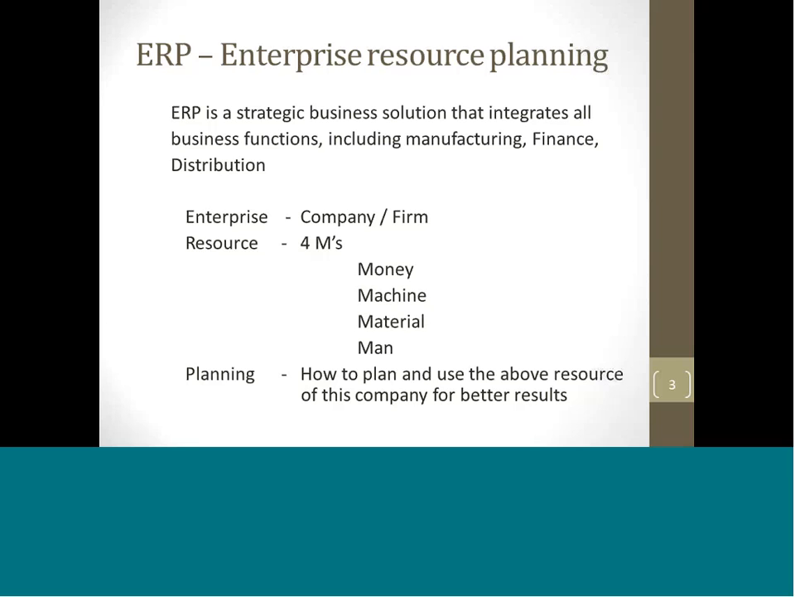which you are working, the company which you are working, and the resources are the 4M's in your company. Your money, your finances, how you are going to manage it, your machine, how you are going to manage it, your material, how you are going to manage it, and your manpower. How you control and manage these 4M's, and the last segment, the planning, how you plan and use these 4M's so that the profit margin of your company increases.